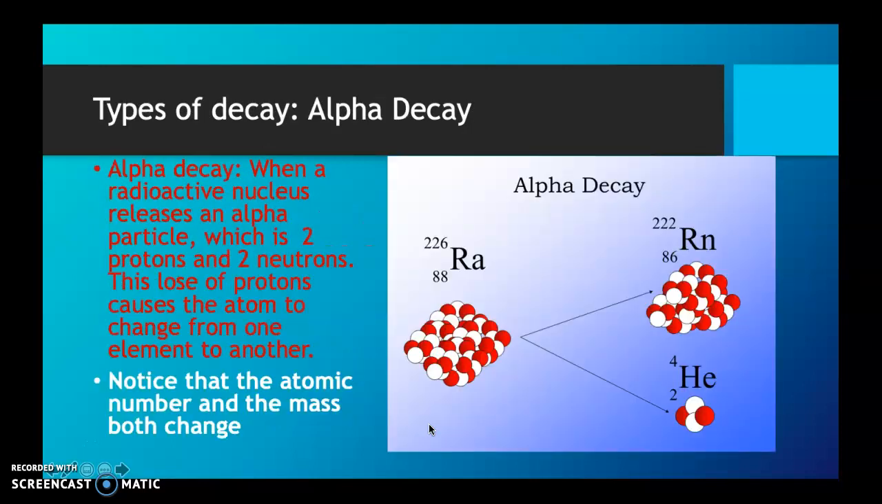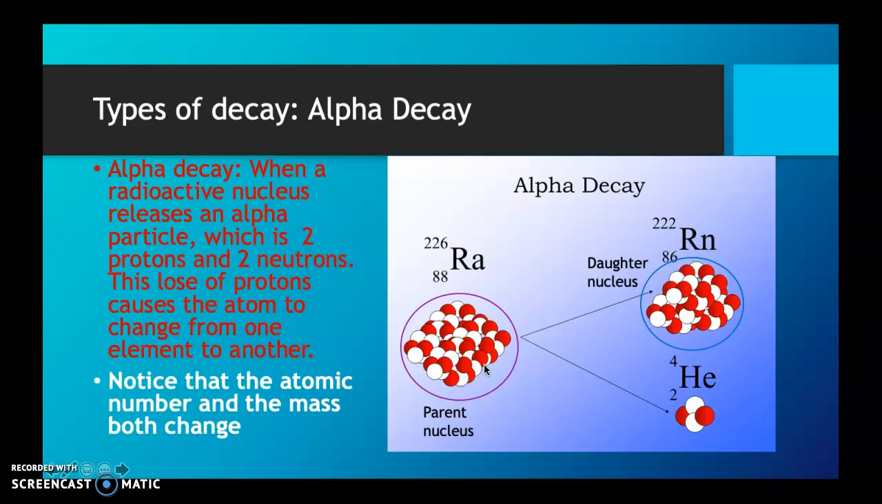So let's talk about alpha decay first. Alpha decay is when a radioactive nucleus, which just means a nucleus that is unstable, releases an alpha particle. An alpha particle is 2 protons and 2 neutrons. So this, what we call the parent nucleus, loses 2 protons, creating a daughter nucleus, a nucleus that has lost 2 protons and 2 neutrons.